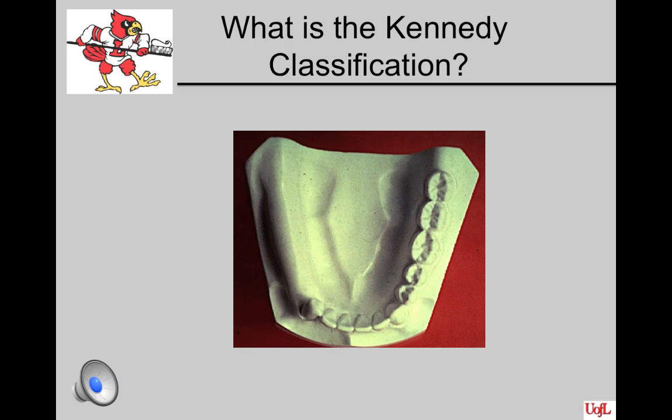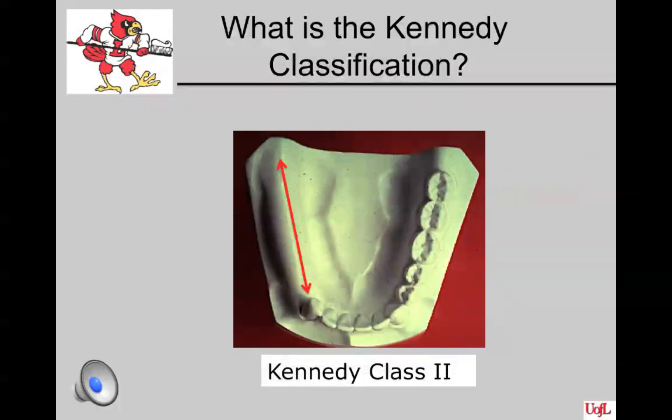What is the classification of this arch? Step 1, what are we going to replace? Step 2, what's the most posterior edentulous space that determines the classification? Describe it. You have a unilateral edentulous area posterior to the remaining natural teeth. This is the description of the Kennedy class. It is a Kennedy class 2.